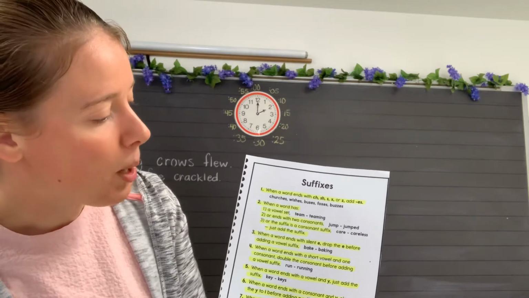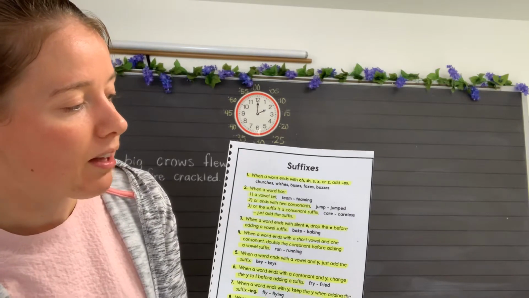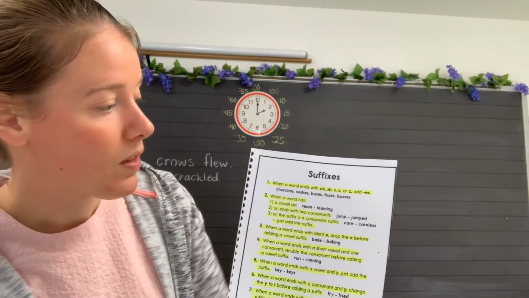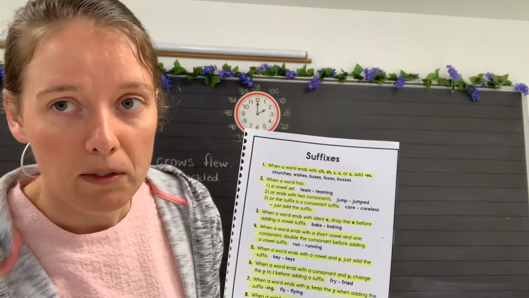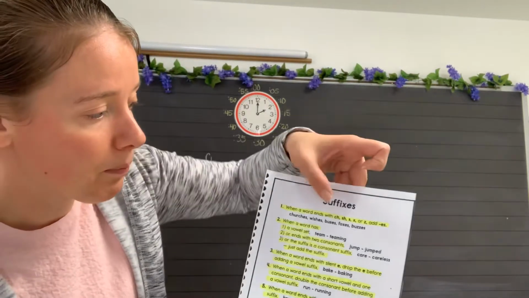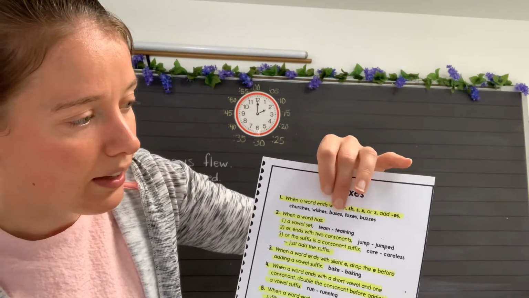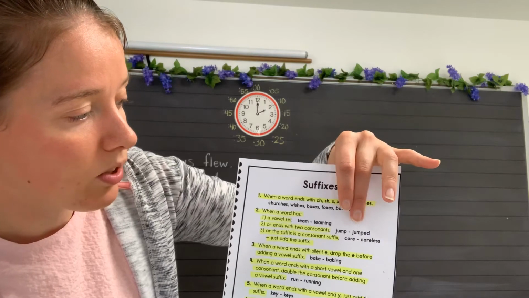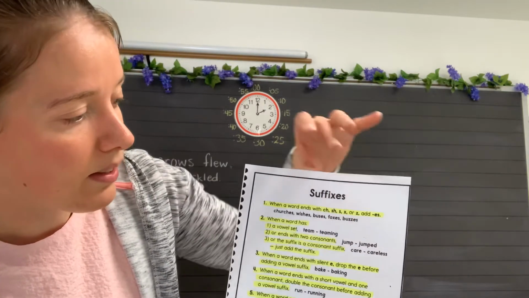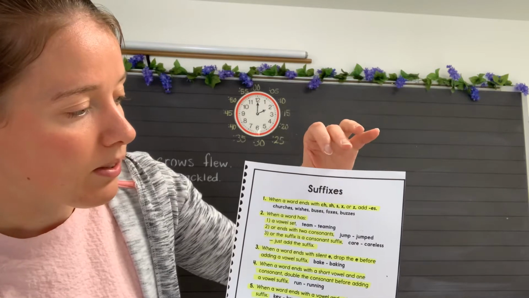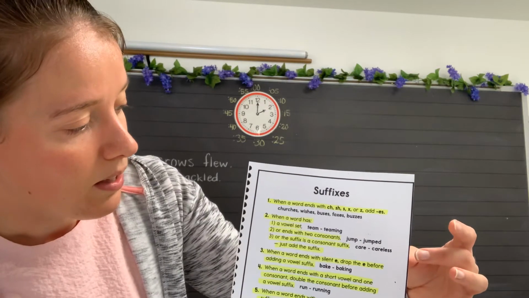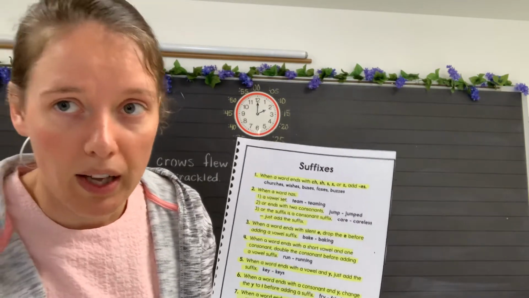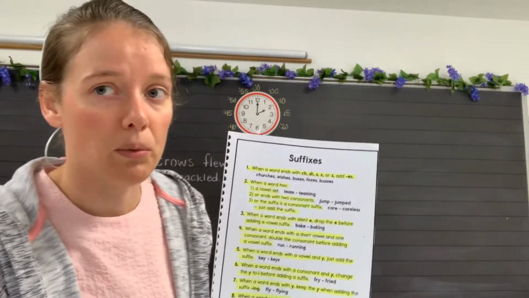Number two, when a word has a vowel set, like team, or ends with two consonants like jump, or the suffix is a consonant suffix like less, just add the suffix. So like team, it has a vowel set, so you just add the suffix. Jump, it ends with two consonants, so you will just add the suffix. Number three is the suffix is a consonant suffix like less, so you will just go ahead and add the suffix. You won't change the root word, in other words.